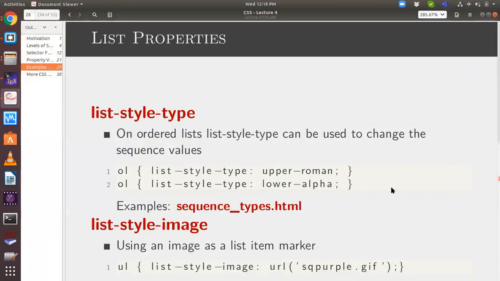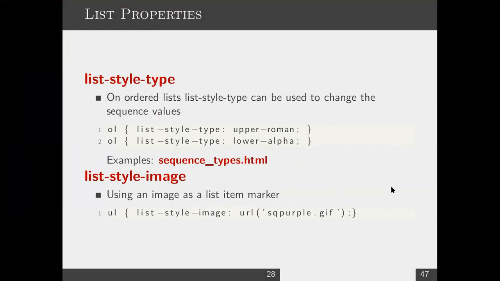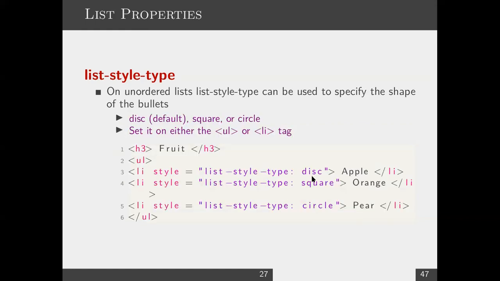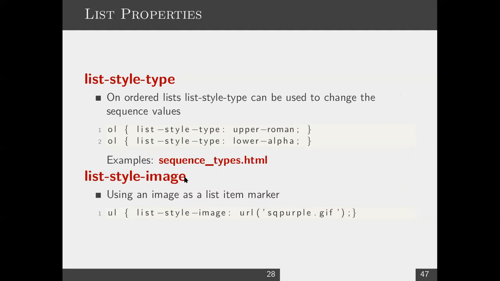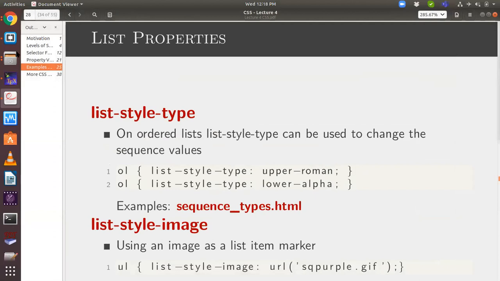Any questions about the lists? Okay. So let's look at the image. Instead of using these disk, square, and circle bullets for unordered lists, you can also have the list style image. And this will use the images. Now let's try that example.